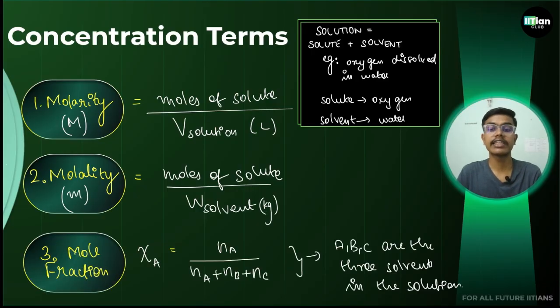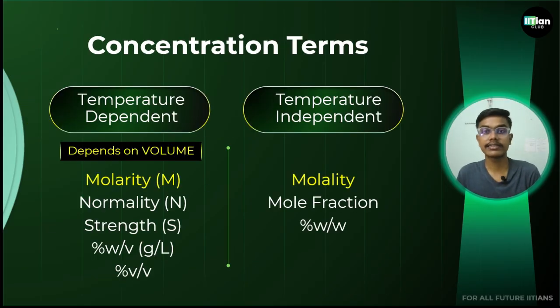And mole fraction, let's say you have three different components in the solution, A, B, and C. You are finding the mole fraction of A. So it is moles of A divided by the moles of A plus B plus C. Simple. And the next is temperature dependent and temperature independent. This is very important in point of JEE Mains.